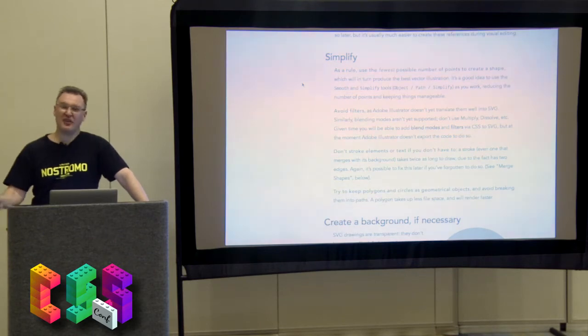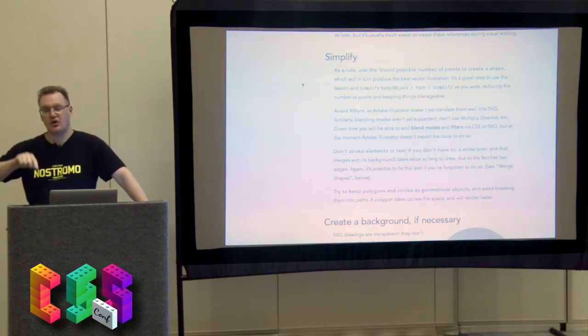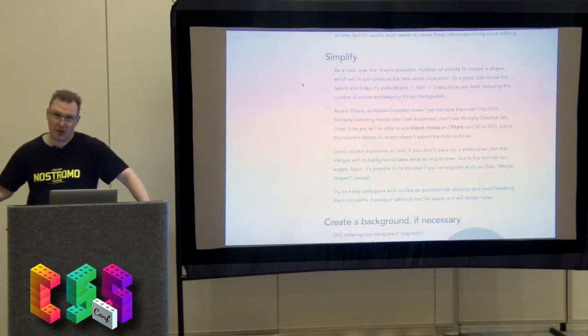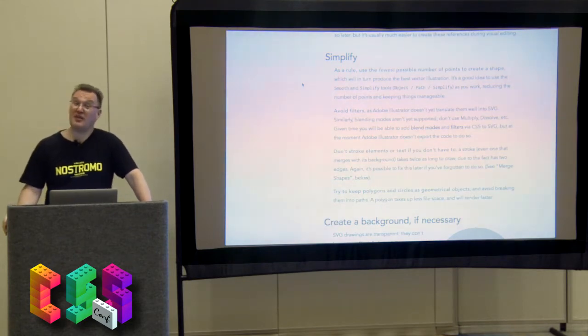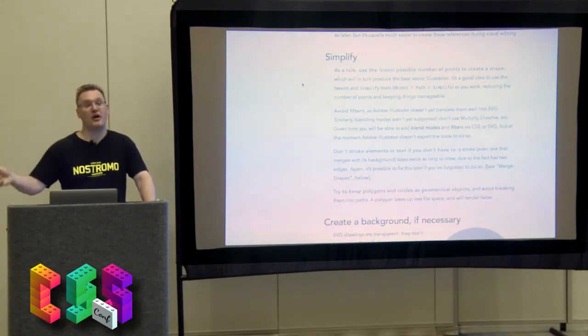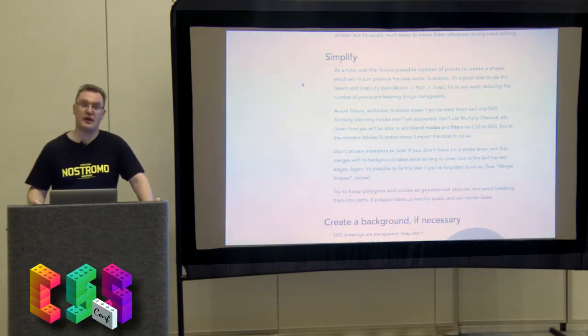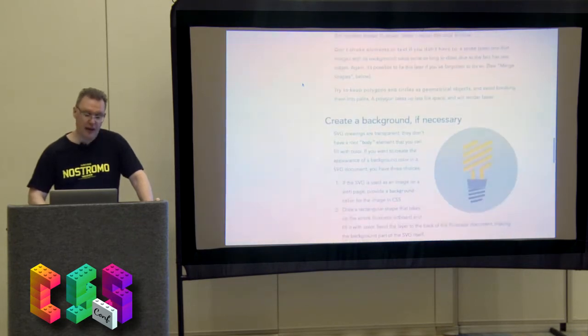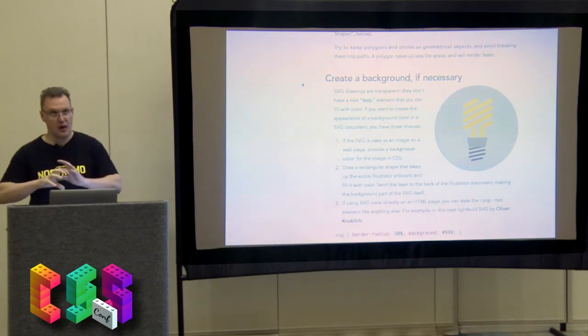Try to avoid filters in Adobe Illustrator as they're not yet translated into SVG with the Adobe Illustrator SVG export. So don't tend to do that. Don't stroke things if you don't have to. Stroking is going to add another level or layer to your SVG that you really don't need. If you need it, fine, but if you don't, make sure it's not there. And try to keep polygons and circles as geometrical objects. Don't try to break them apart.